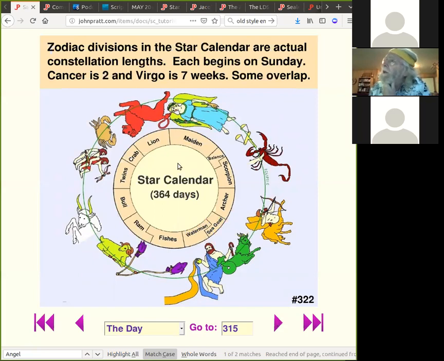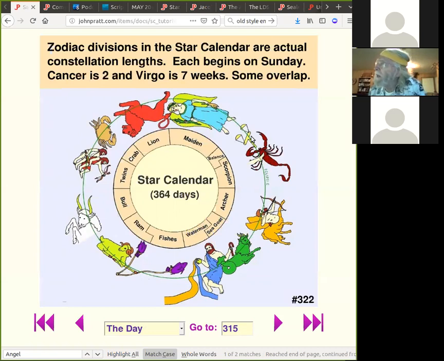Okay, slide 322. The zodiac divisions in the star calendar are the actual constellation lengths. They each begin on a Sunday. So this calendar is lined up with Sundays, just like the Enoch calendar is. The first day of every month is on a Sunday, just like the first day of every quarter is on a Sunday on the Enoch calendar. I call them zodiac months. And they vary, so if they all start on a Sunday, they have an exact number of weeks. The shortest is little Cancer here, which has just 2 weeks.